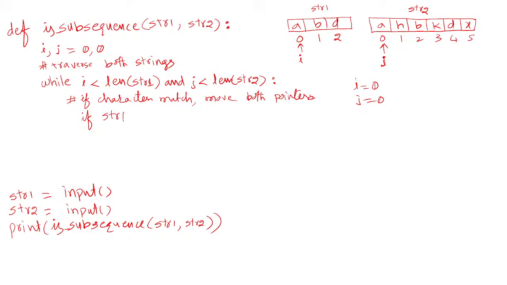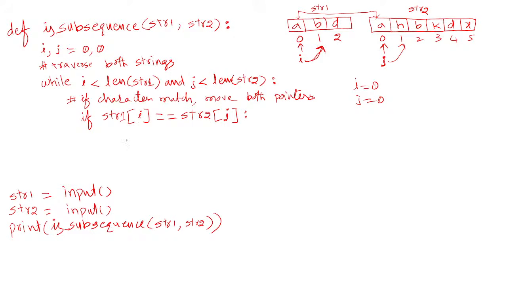You can say str1 of i, if str1 of i is equal to str2 of, sorry, j. For the second string we are using the variable name j. So if they are equal, that means these two characters are matching. When they are matching, you should move i to the next index and also j to the next index. When they are matching, it is mandatory to move i to the next position.